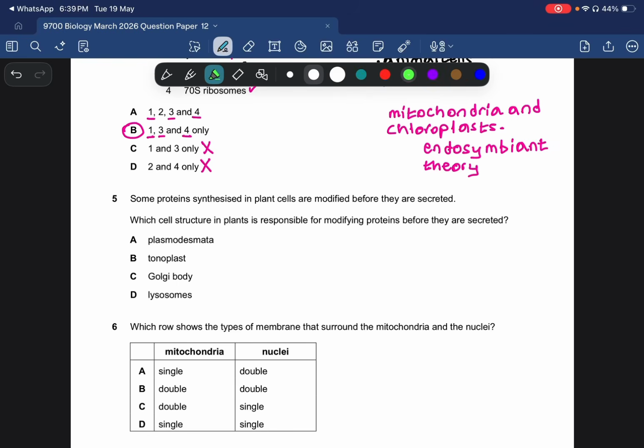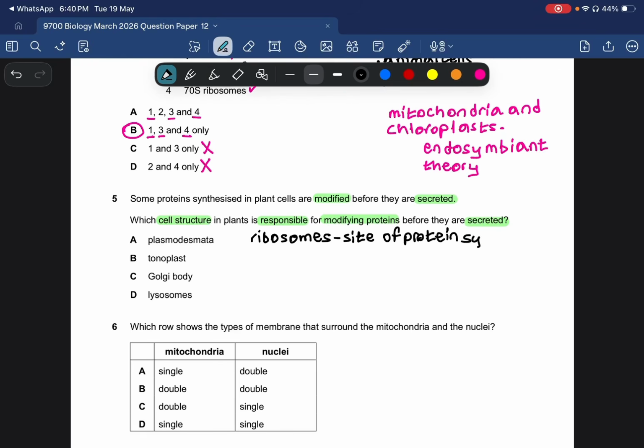Okay. Some proteins synthesized in plant cells are modified before they are secreted. Which cell structure in plants is responsible for modifying the proteins before they are secreted? I'm going to explain the entire process here, and then you are going to give me the answer for this question. So what basically happens inside plant cells is that the first step to making a protein molecule happens in the ribosomes. This is why ribosomes are also called the site of protein synthesis.